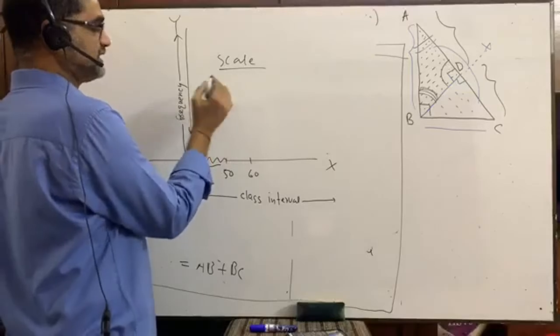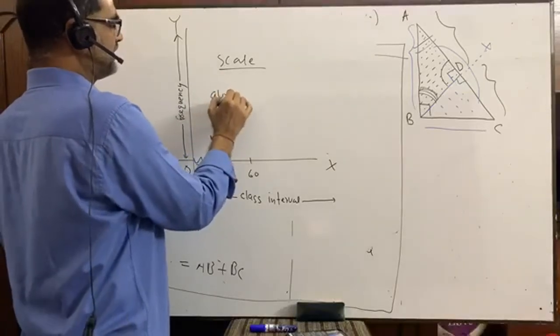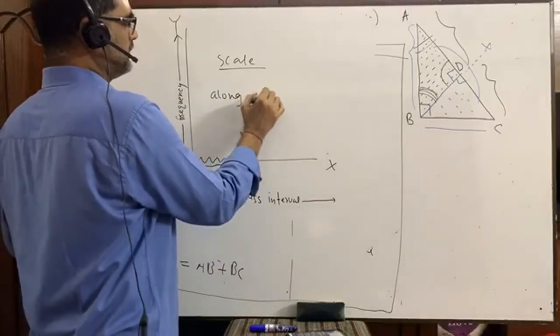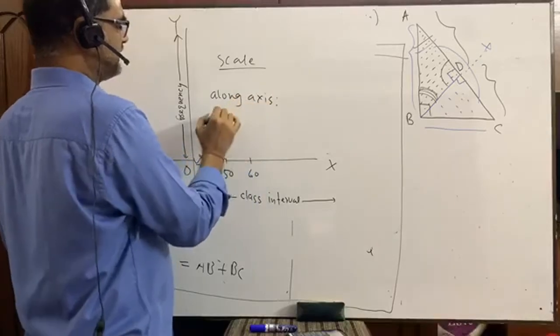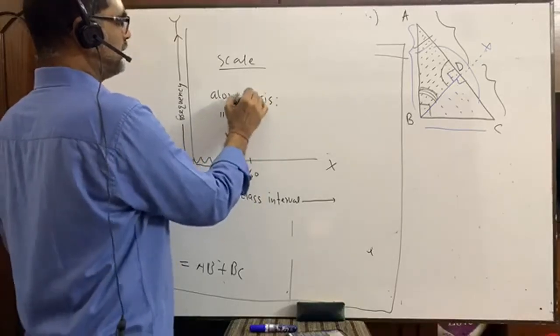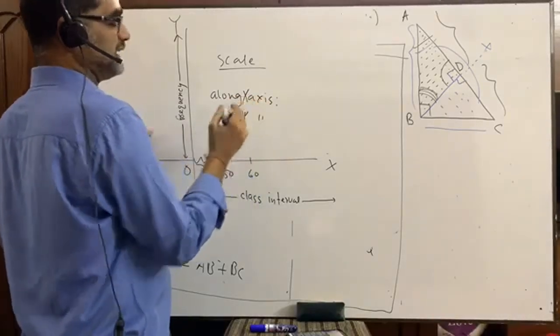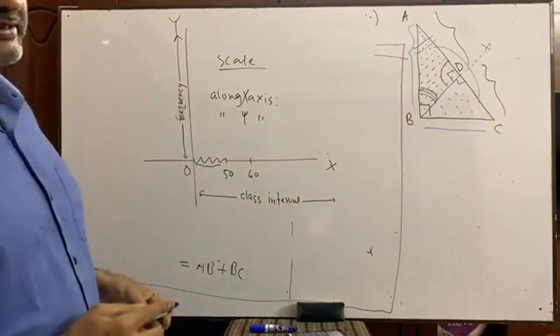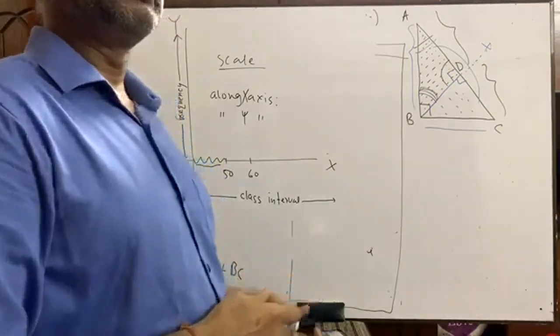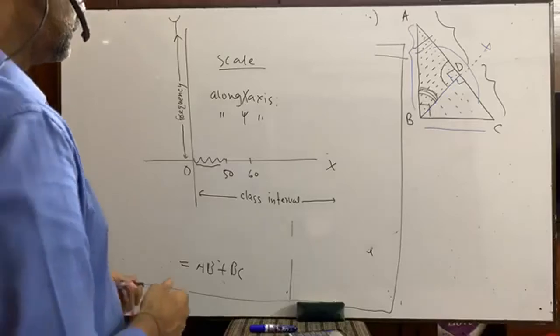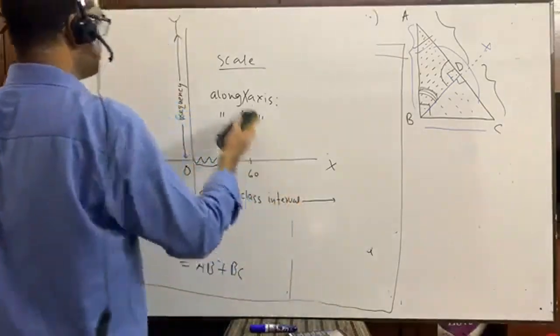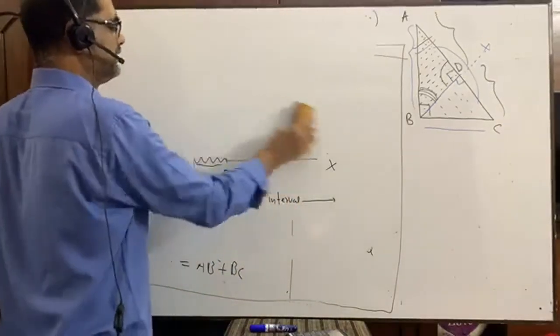Along x-axis, along y-axis, you have to mention that along x-axis you have taken the length of one side of the smallest square as unit. Can you remember please? Length of one side of the smallest square. You have to write it clearly.